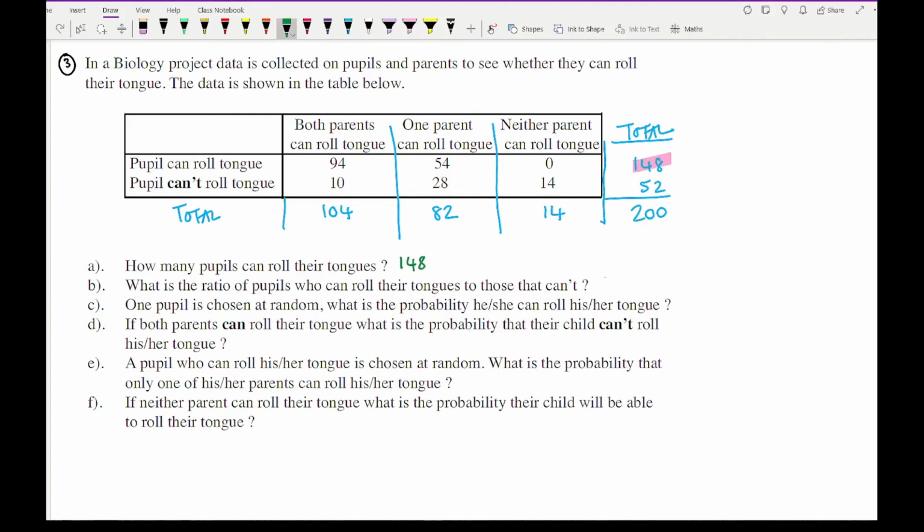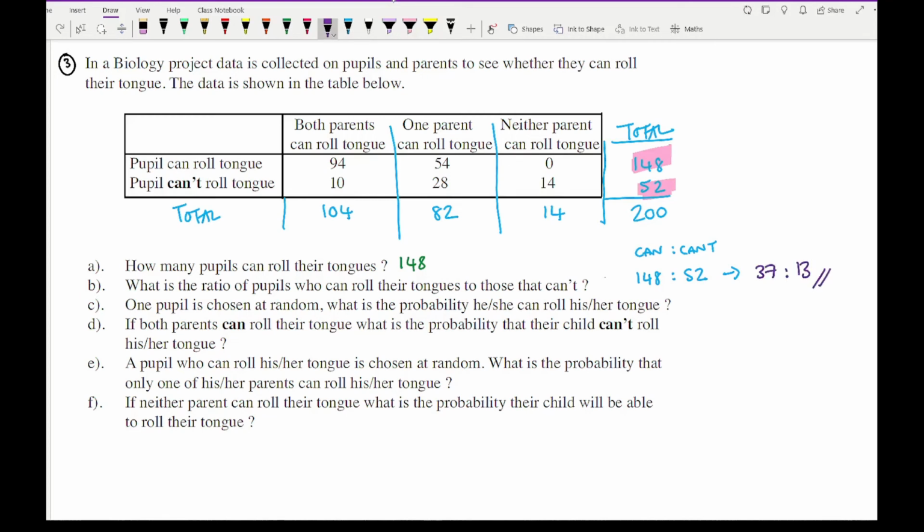Now the next question says, what ratio of pupils can roll their tongues to those that cannot? So I'm going to be going for this number against this number. So it's going to be can to can't, and that's going to be 148 to 52. Now again, just like with fractions, we want to simplify that. So I've got 148 to 52, and that simplifies to give me 37 to 13. And there's my final answer for that one.